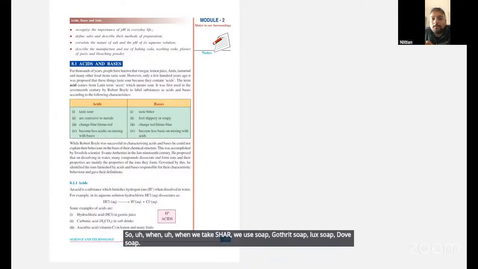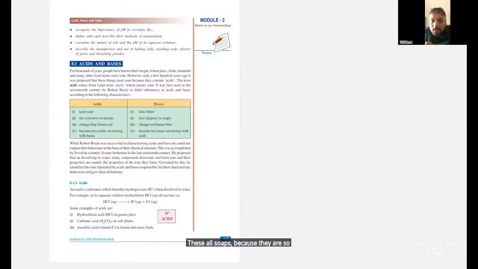These are all soaps because they are soapy to touch. Soapy means slippery, so that is why it is called a base. Bases are always slippery, like soapy to touch. They change red litmus paper into blue litmus paper.